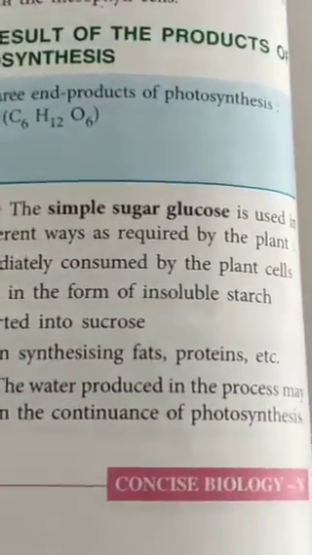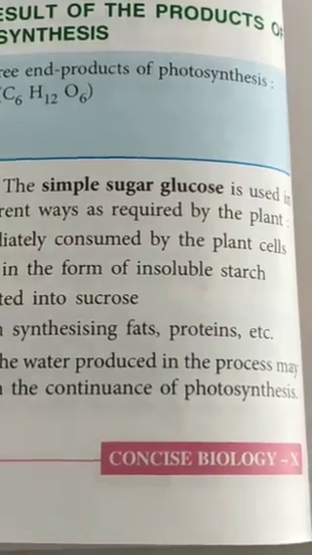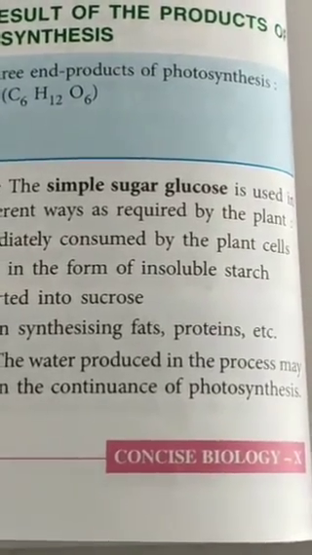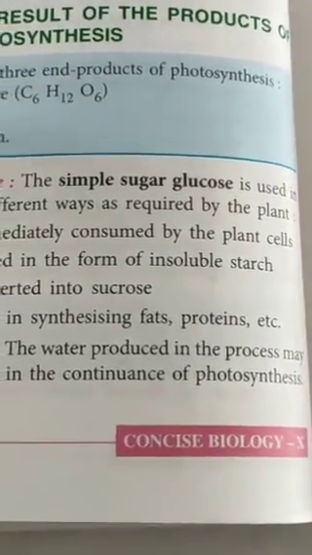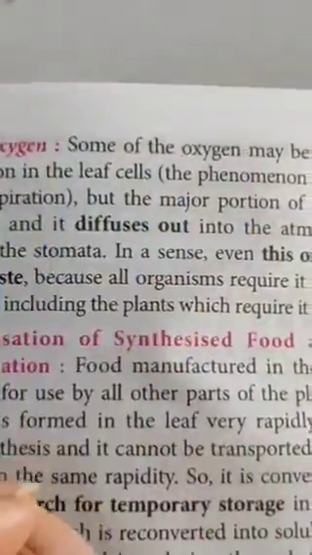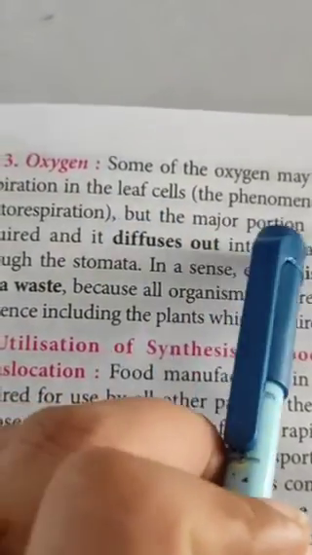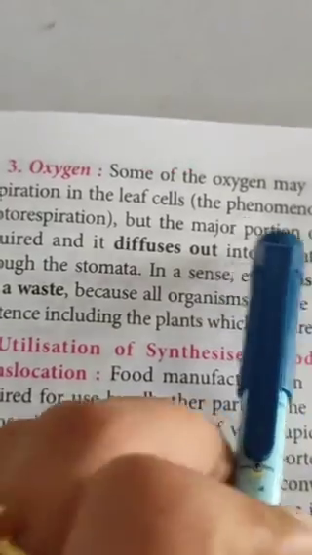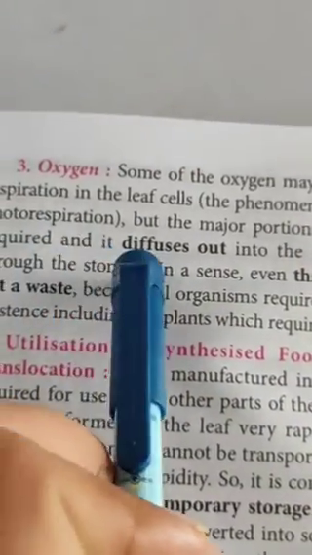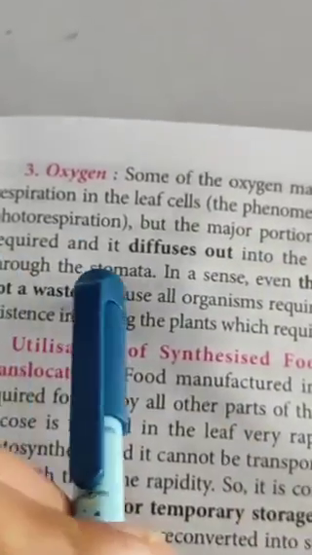Next we have water. The water produced by the process of photosynthesis will be reutilized in the process of photosynthesis. It will be used again. Alright. Next we have oxygen. Some of the oxygen may be used in respiration in the leaf cells, but a major portion of oxygen is not required and it diffuses out, that means it is given out into the atmosphere through stomata.